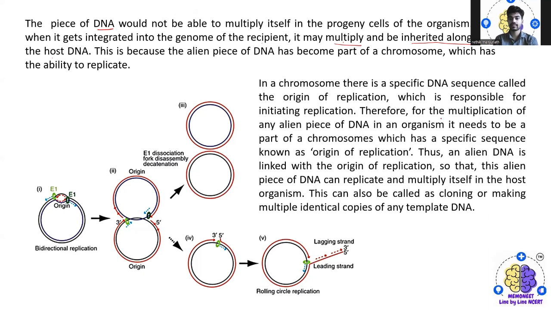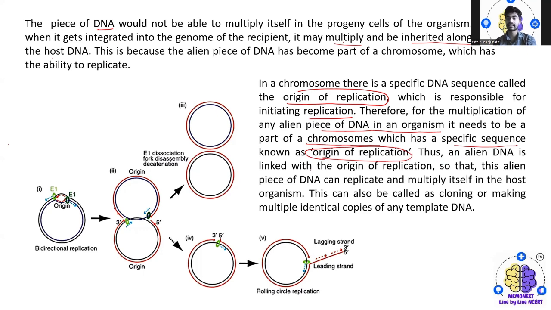So, one thing is, in a chromosome there is a specific DNA sequence which is called the origin of replication. It is responsible for initiating the replication. Therefore, for the multiplication of any alien piece of DNA in an organism, it needs to be a part of a chromosome, which has a specific sequence known as the origin of replication.